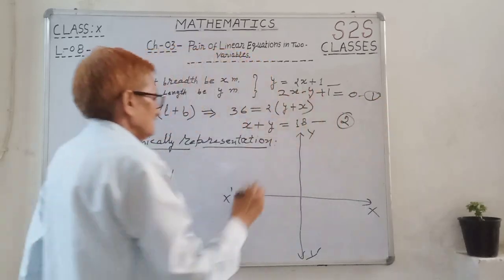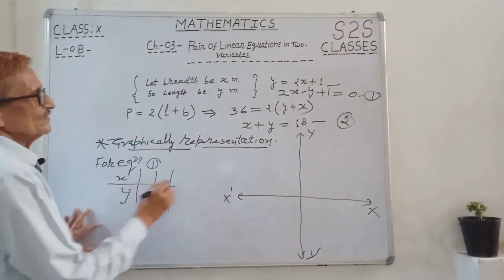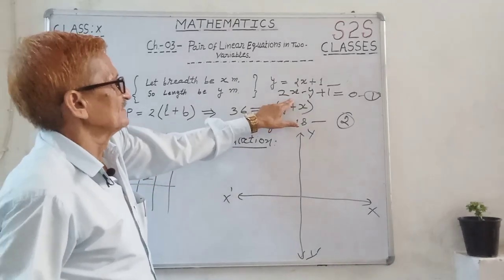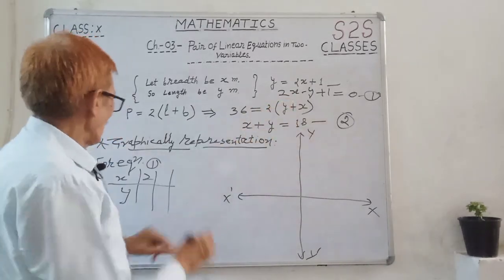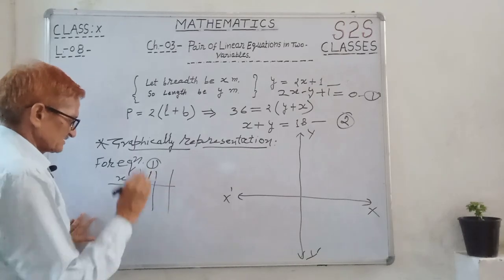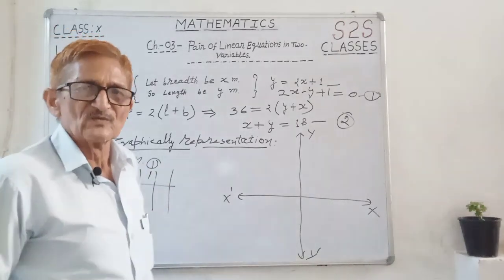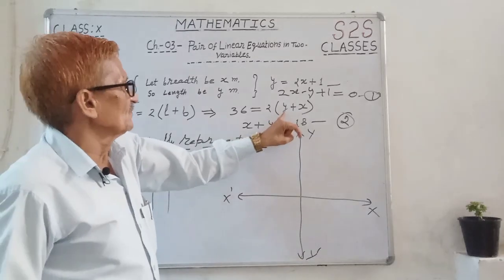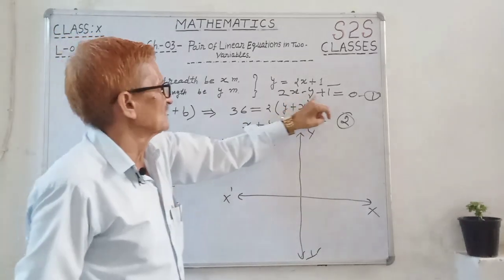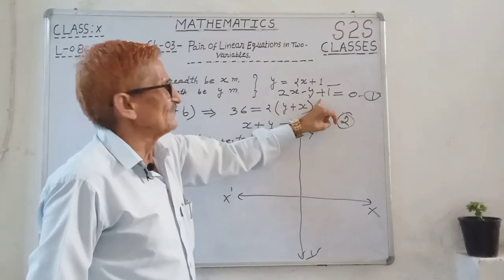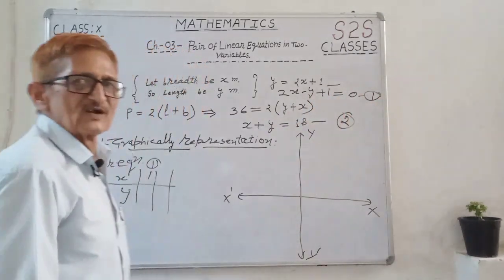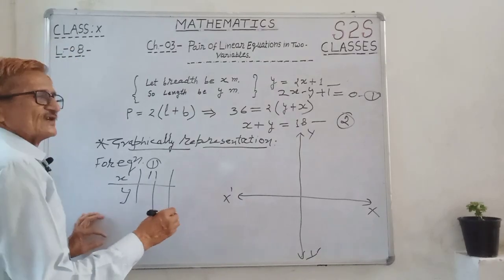Now put here the value of x. Take x equal to 1. If x is equal to 1, then 2 times 1 is 2, 2 plus 1 is 3, so minus y plus 3 equal to 0, minus y equal to minus 3, then y equal to 3.